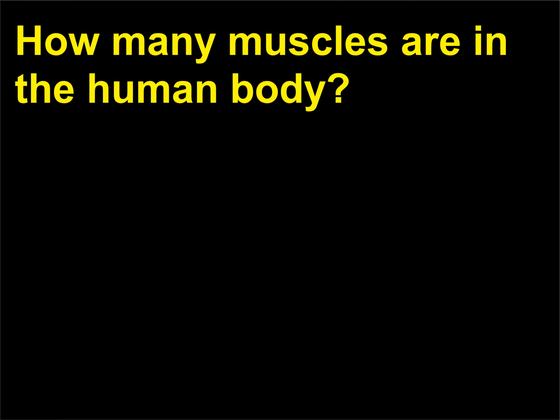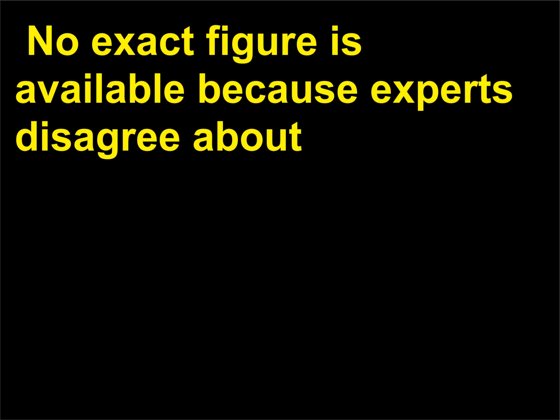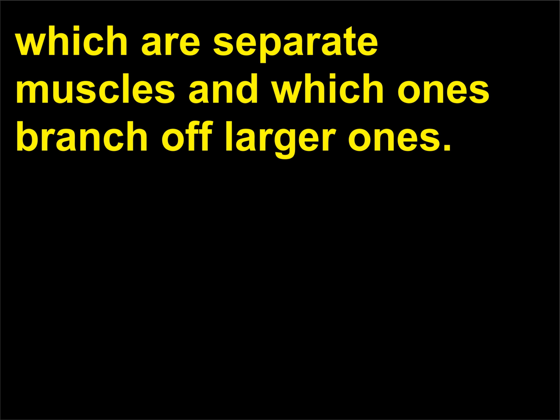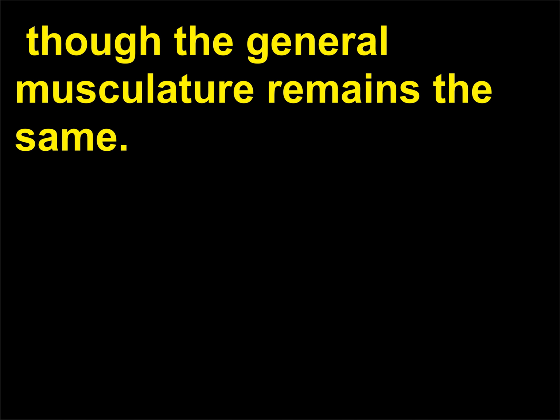How many muscles are in the human body? There are about 650 muscles in the body, although some authorities believe there are as many as 850 muscles. No exact figure is available because experts disagree about which are separate muscles and which ones branch off larger ones. Also, there is some variability from one person to another, though the general musculature remains the same.